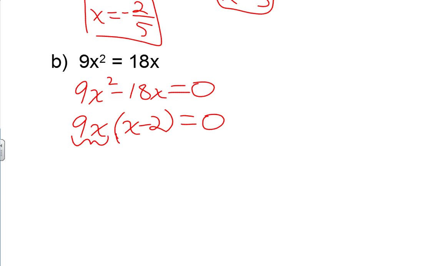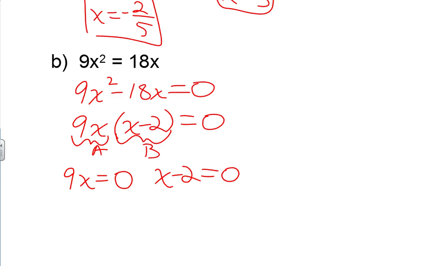Now I've got two things multiplied to get me 0. This is my A, this is my B. So either the A expression has to equal 0, or the B expression has to equal 0. If you divide both sides by 9, don't you get x equals 0 from the first equation? If you add 2 across, I get x equals 2. And that's how factoring and the zero property of multiplication will help me solve a quadratic by factoring.